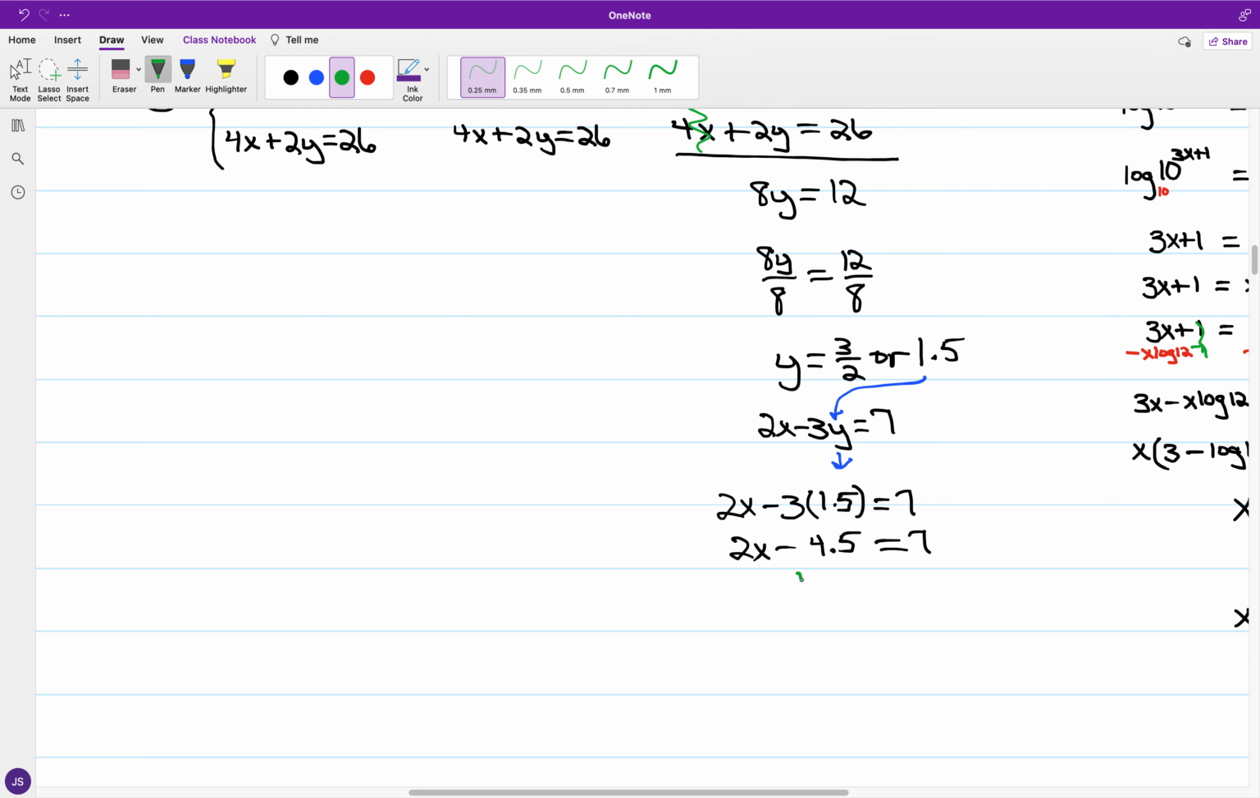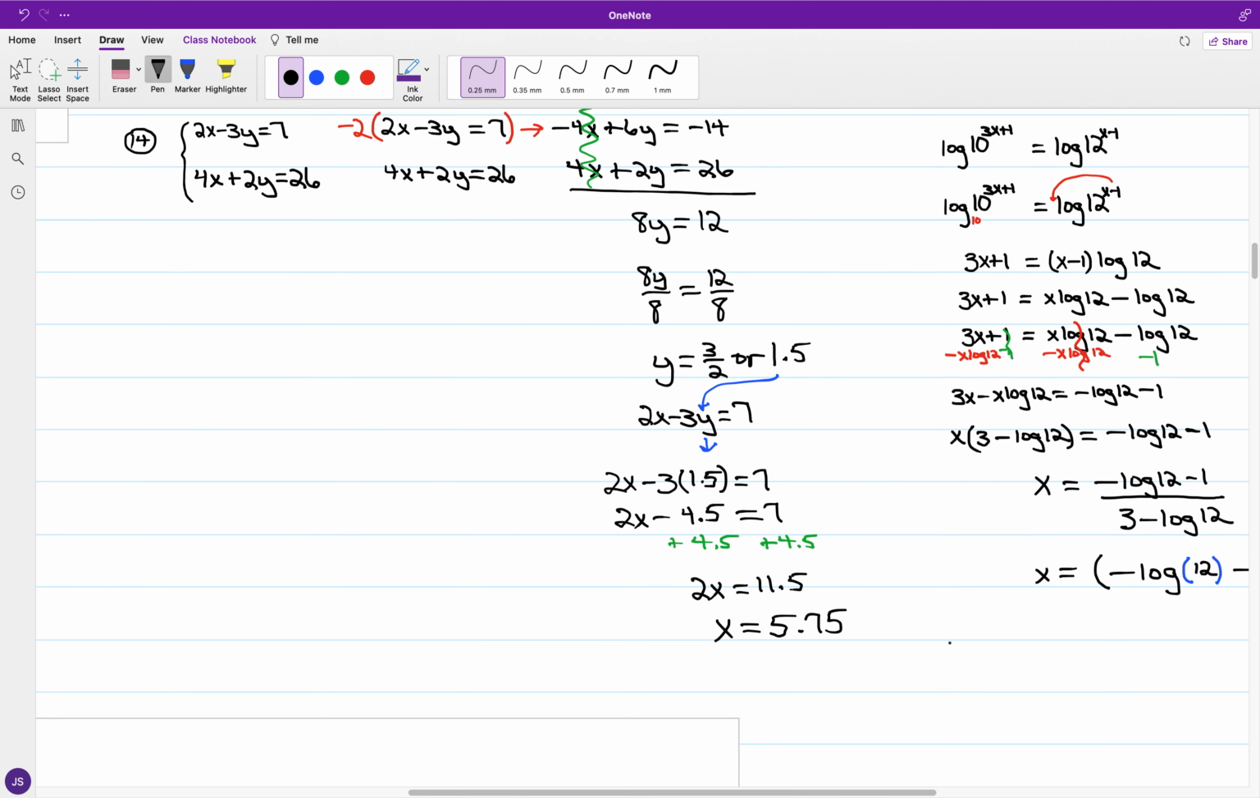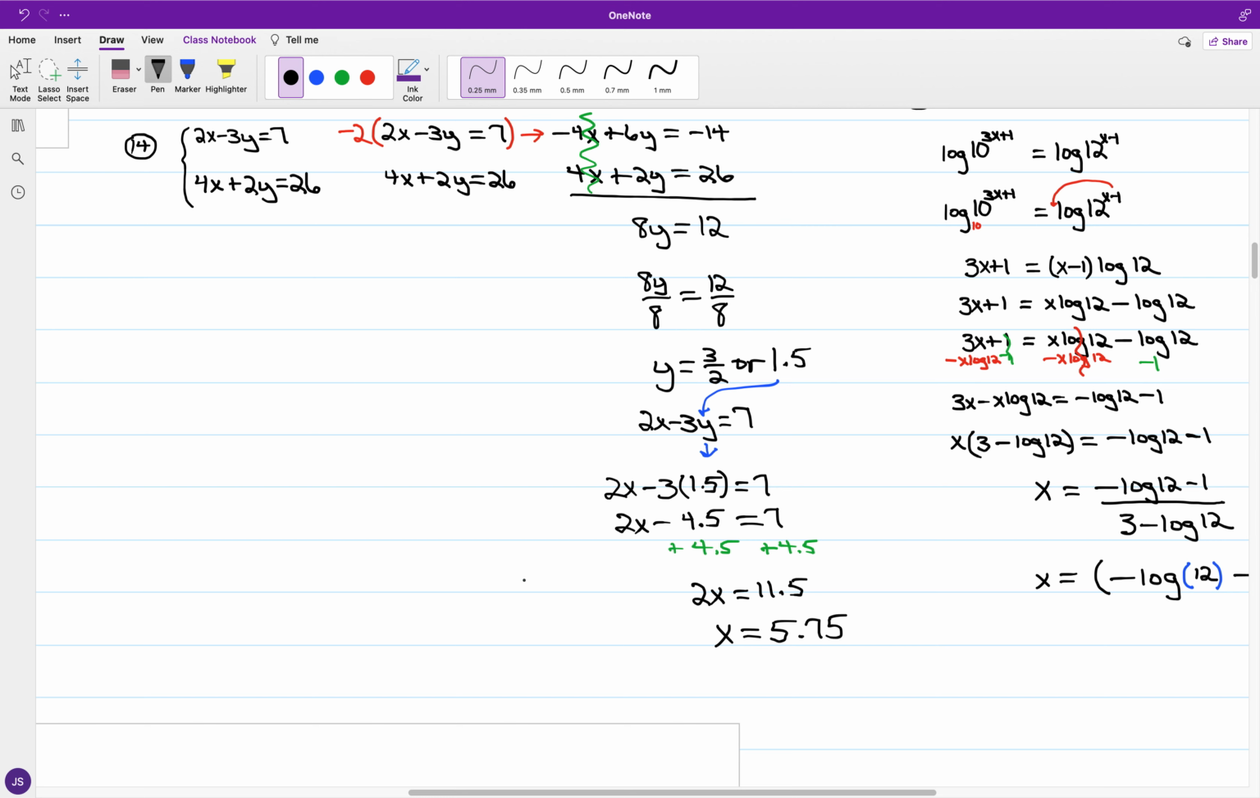So we've got some decimals in the mix. In the case of 2x, we have that 2x is equal to 11.5, and with division by 2, we have another decimal value: 11.5 divided by 2 is 5 3/4 or 5.75. So for this system, there's going to be one solution combination for x and y.